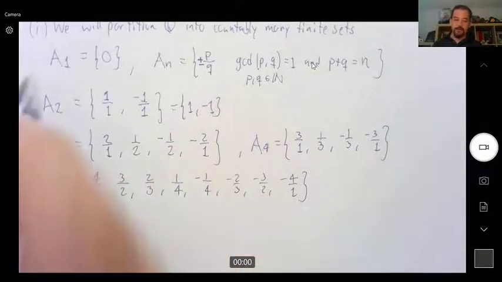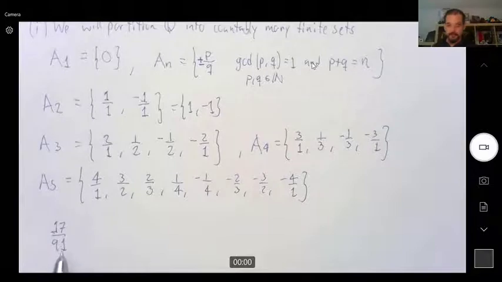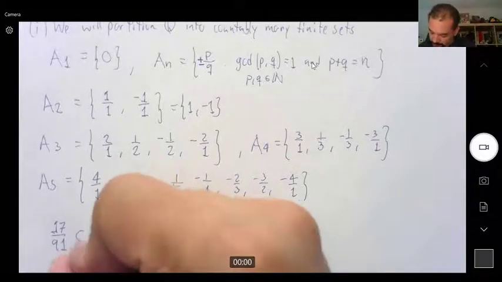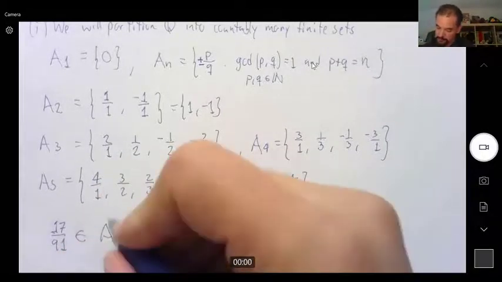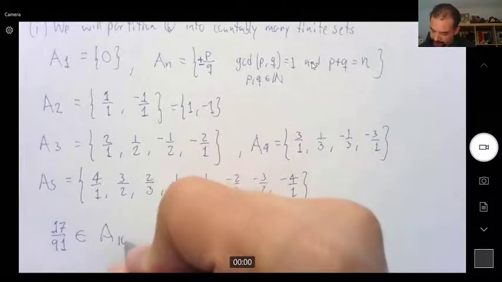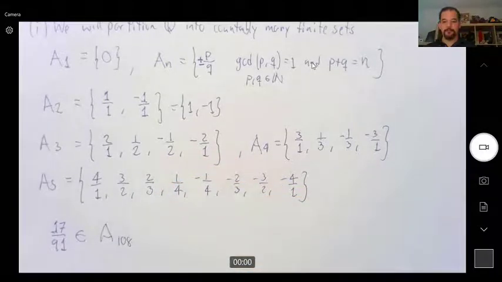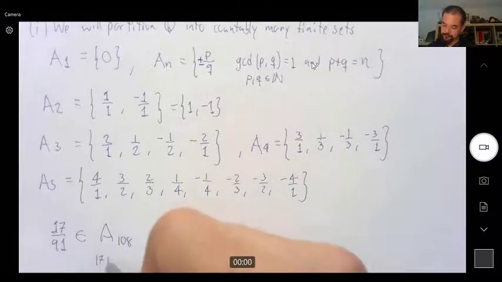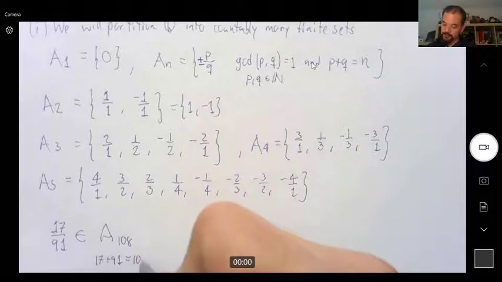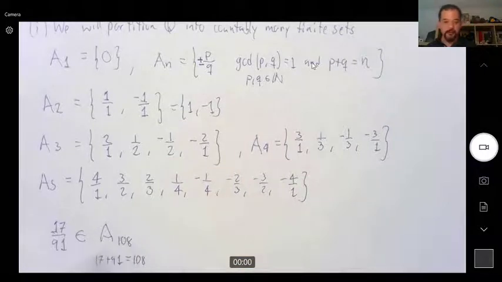In which A will this guy be, right? And I claim that this guy belongs to A 108. Do you believe that? Well, you should, because this is in reduced form. 91 is not a multiple of 17. So this is already reduced. And what is the sum of 17 plus 91? 108. Yeah, 108. So that's why this guy belongs in there, right?